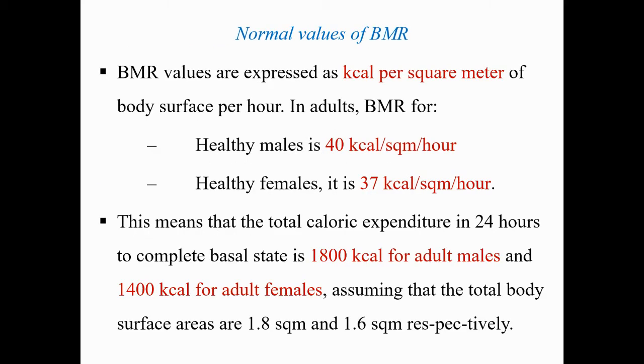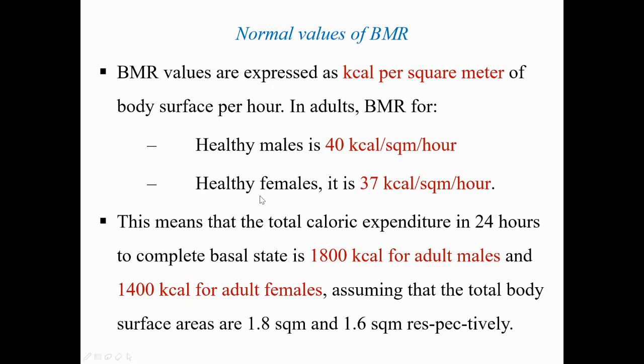So what are the normal values of BMR? BMR values are expressed as kilocalories per square meter of body surface per hour in adults. We can look into the normal BMR levels for healthy males and healthy females.